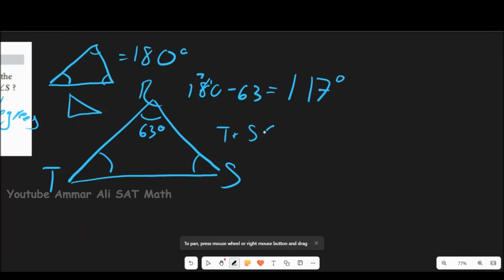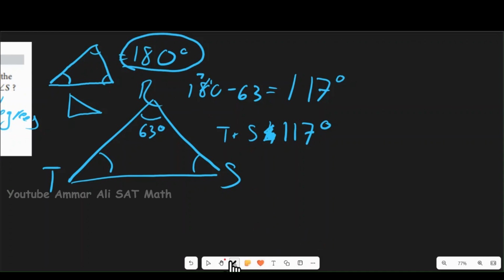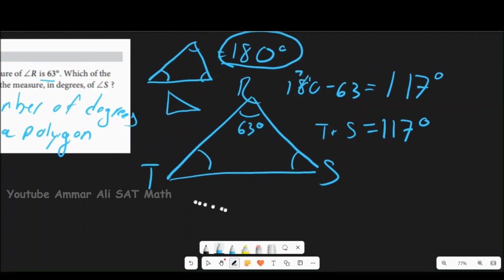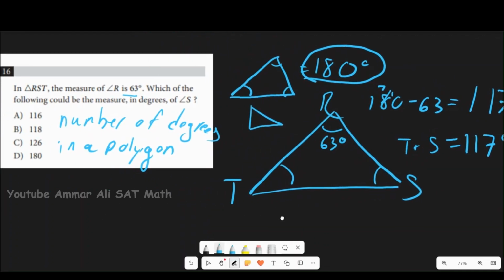So it should be less than or equal to 117 degrees, right? So the sum of the remaining angles in RST must be less than or equal to 117 degrees. Actually, not less than or equal to, right? Because remember, a triangle will always equal 180 degrees. So this should not be less than or equal to. That was my bad. That actually needs to be equal to, because it must equal 117 degrees. It cannot be less than, because otherwise it won't be a triangle, right? So let's see if we can use this information to our advantage.